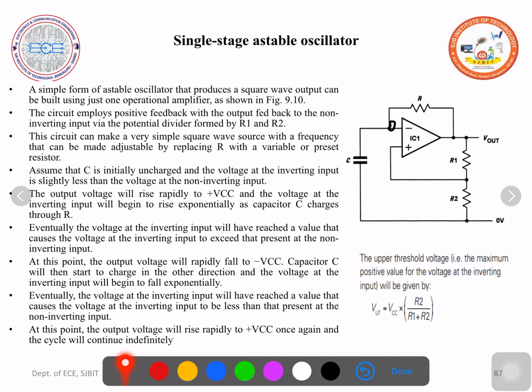Here you need to understand the charging and discharging of the capacitor, when it charges and when it discharges. And also you should understand the concept of the comparator. When the voltage at the inverting terminal is more than the non-inverting terminal, the output voltage changes to minus VCC. When the voltage at the non-inverting terminal is more than the inverting terminal, the output voltage will become plus VCC.